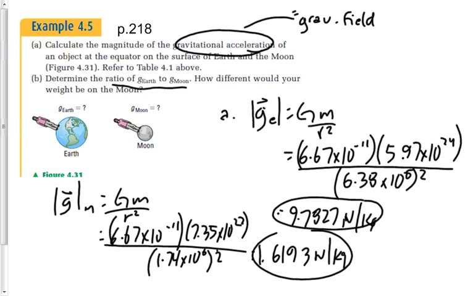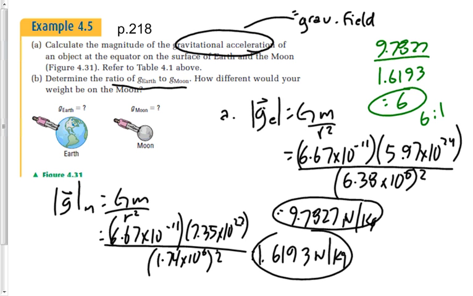What do you do again if you want to find the ratio? 9.7827 divided by 1.6193. Divide them. Here we get 6. So the ratio is 6 to 1. That means that the field strength on the Earth is 6 times greater than the field strength on the Moon, meaning that you're going to feel 6 times lighter on the Moon.